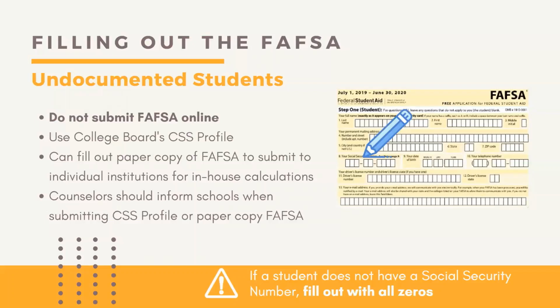So you can fill out a paper copy of FAFSA as well, and this can be used, like I said, to submit to individual institutions for in-house calculations. Counselors should also inform schools when they are submitting the CSS Profile or paper copy of FAFSA. If you are a student who does not have a Social Security number, you should include all zeros in this number 8 section of the FAFSA form.